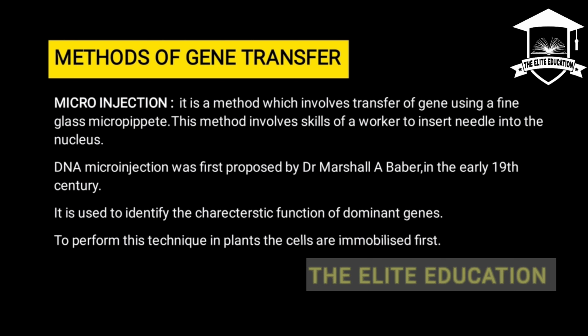DNA microinjection was first proposed by Dr. Marshall A. Barber in the early 19th century. So this Dr. Marshall A. Barber is the first person who proposed this concept. It is used to identify the characteristic function of dominant genes. To perform this technique in plants, the cells are immobilized first.